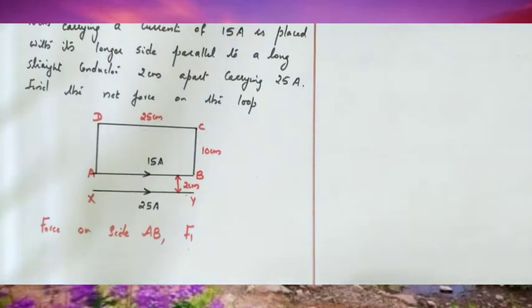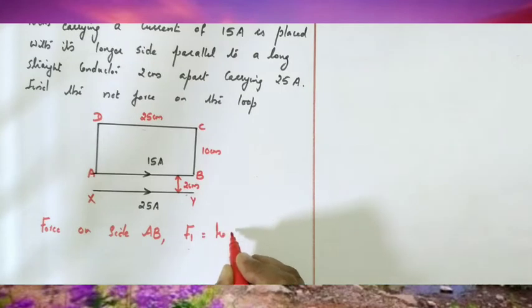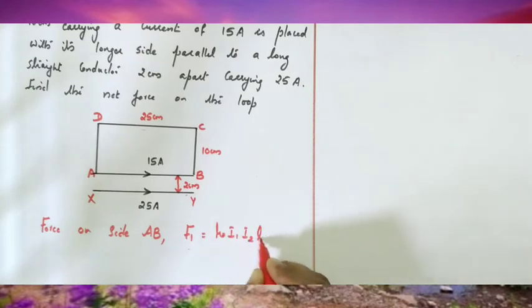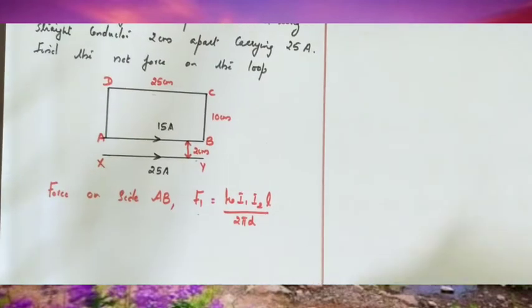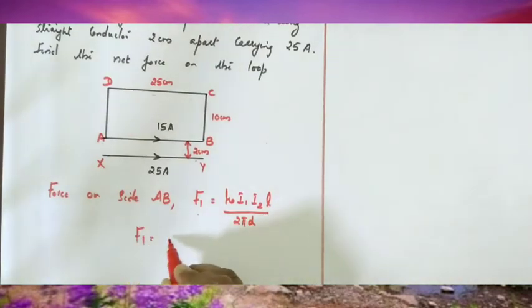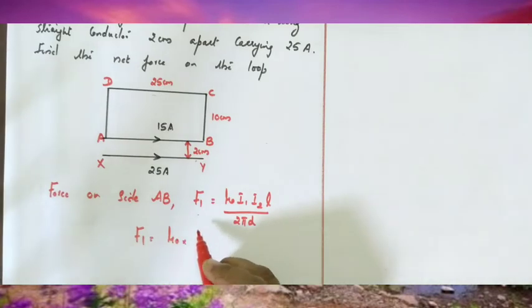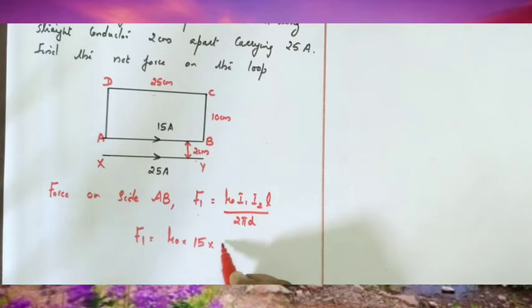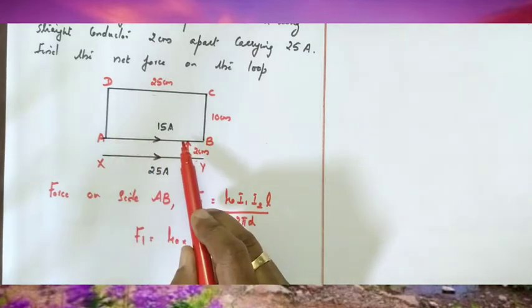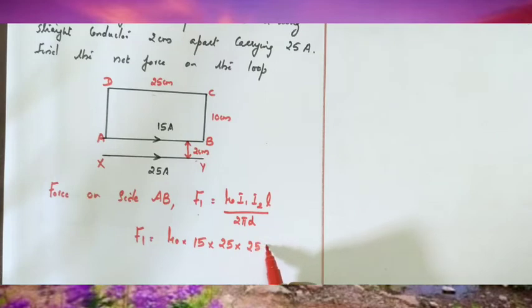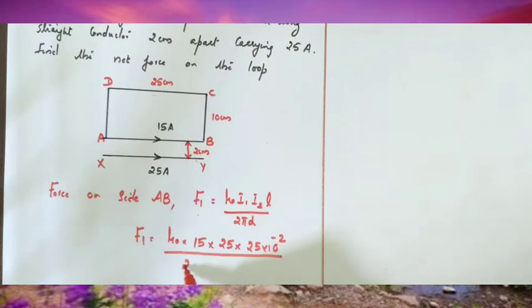And we know the force between two parallel conductors is given by the formula mu 0 I1 I2 L divided by 2 pi d. This is the general formula, isn't it? Now, here we can substitute F1 equal to mu 0 into I1, the current 15 ampere, and 25 ampere, into L. What is the length? This length is equal to 25 centimeter. So, 25 centimeter converted to meter, 25 into 10 raised to minus 2, divided by 2 pi into d.